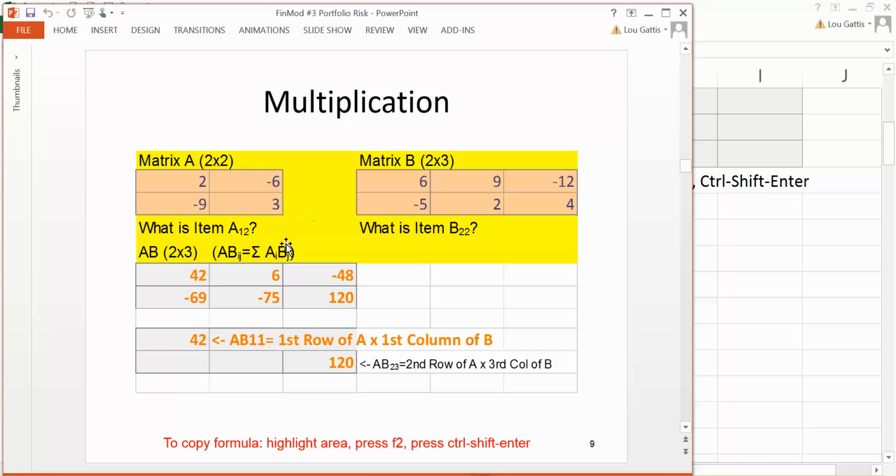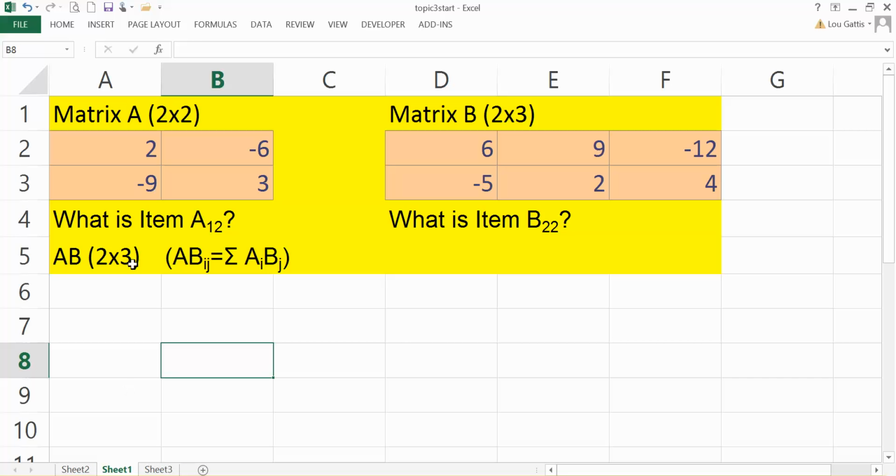Let's grab this data here. I'm going to double click on that, just in yellow, and then I'll go to Excel. And there it is. So here's matrix A. Matrix A is a 2 by 2. A good way to cheat that is look up here when you highlight your matrix. It says it's a 2 by 2, 2 rows by 2 columns.